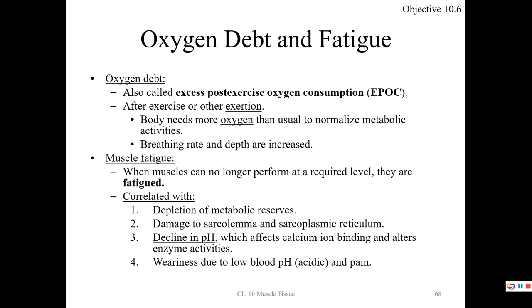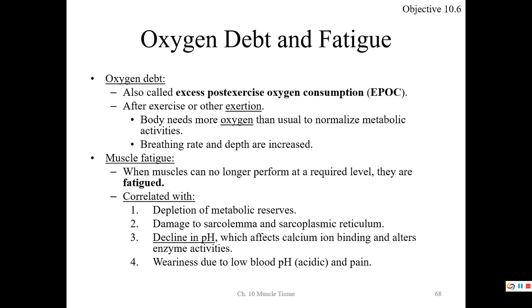When muscles can no longer perform, we call them fatigued. That can be because I've depleted my metabolic reserves, I've consumed all my energy. I've damaged the muscle. The sarcolemma and the sarcoplasmic reticulum have been damaged. The pH has declined, the muscle's gotten acidic, and that affects calcium ion binding and other enzymes. It also affects hemoglobin activity as well.